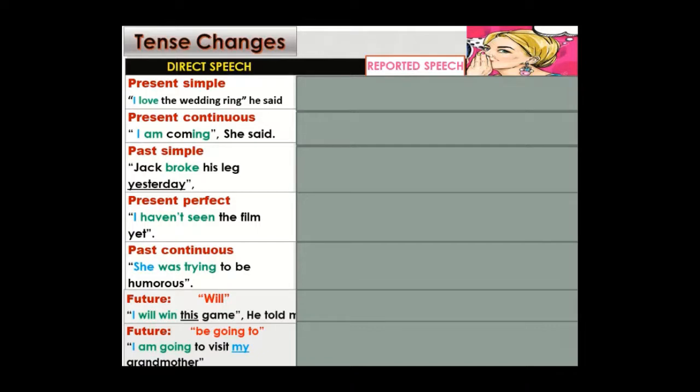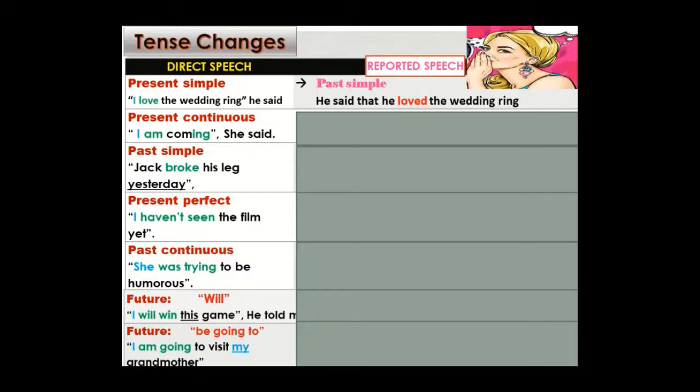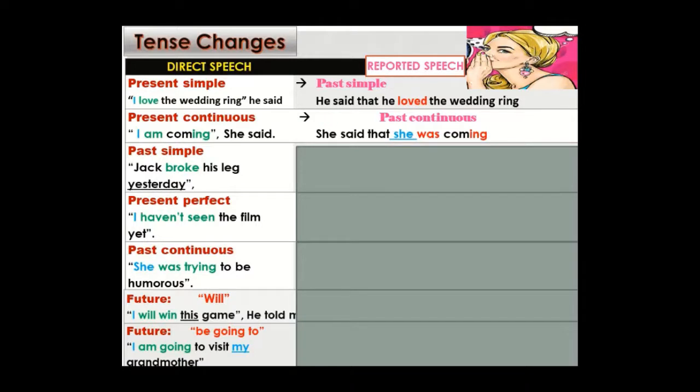So the simple present becomes the simple past. For example, "I love the wedding ring," he said. Reported speech: he said that he loved. So simple present becomes simple past. Okay, good. Next, the present continuous. In direct speech, if we have the present continuous, it becomes the past continuous. For example, "I am coming," she said. In the past continuous, she said that she was coming.